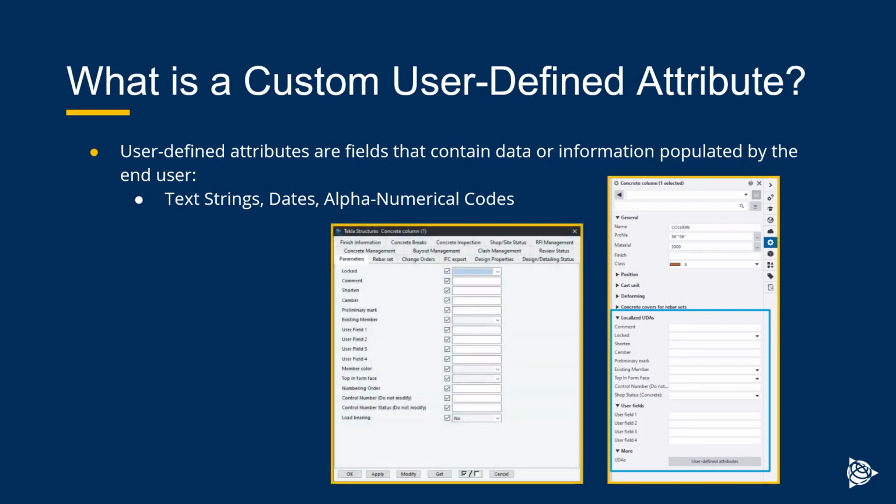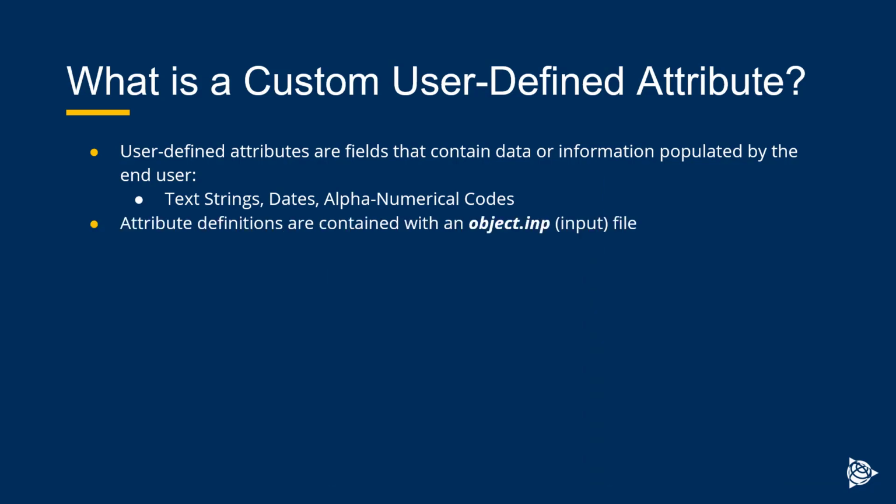Comment, preliminary mark, user fields 1 through 4, concrete breaks, submittal information, those types of information that you find on the tabs of the user-defined attribute dialog box for your objects. That's what we're talking about here. And what defines them is contained in what we call an input file, or specifically an object.imp file. So that's where we kind of dictate the parameters of what an attribute is.